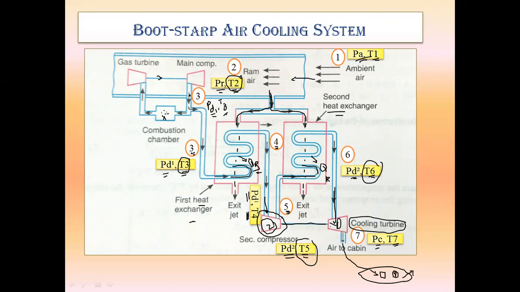In simple air cooling system, whatever work produced from cooling turbine was there, that was utilized to run the exhaust fan, which was drawing more and more amount of ram air from the heat exchanger. But here whatever work produced from cooling turbine will be there, that will be utilized to run the secondary compressor. So this will be called as a bootstrap air cooling system.